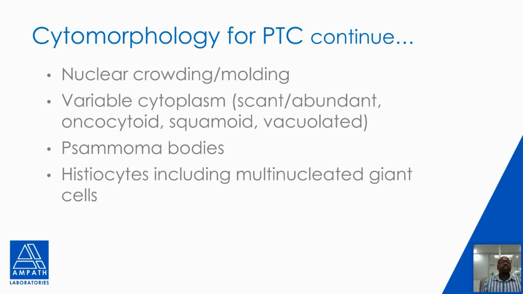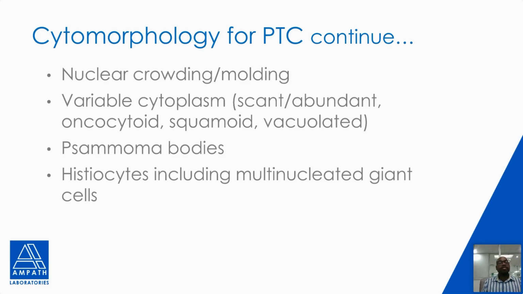And then the cytoplasm is variable. It may be scanty or abundant. It may even look oncocytoid, looking like Hurthle cells. It may look squamoid, which will be orangiophilic. It may even look vacuolated. So the cytoplasm of PTC is quite variable.